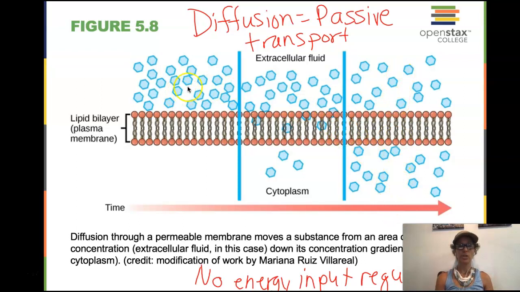So as we start, the exterior is hypertonic to the interior, still hypertonic to the interior, and it will continue until we get an isotonic environment. Once we reach that isotonic environment, that doesn't mean that the movement of molecules stops. It just means there's no net movement. So if one goes from outside to inside, then one will go from inside to outside.